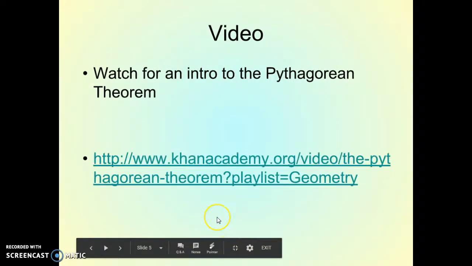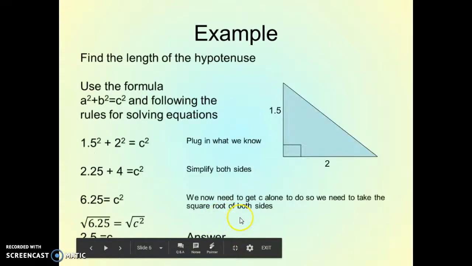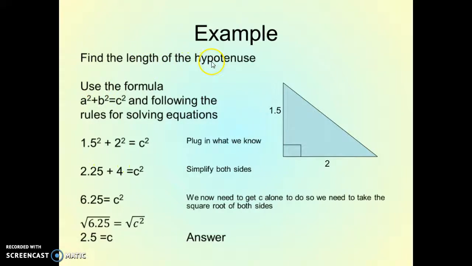So now we're going to get into actually doing a problem using the Pythagorean theorem. This example was in your notes. It says find the length of the hypotenuse. So we have this triangle. We don't know the longest side right here, but we know 1.5 is a leg and we know 2 is a leg. So we're going to plug in what we know. The side across from the right angle is c. That's the part we don't know. So a could be 1.5 or b could be 1.5. It doesn't matter. So we're going to do 1.5 squared plus 2 squared equals c squared.